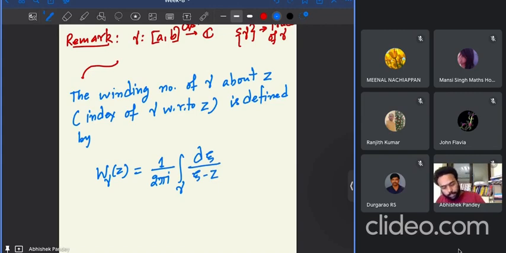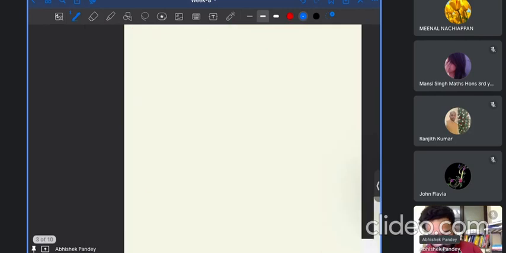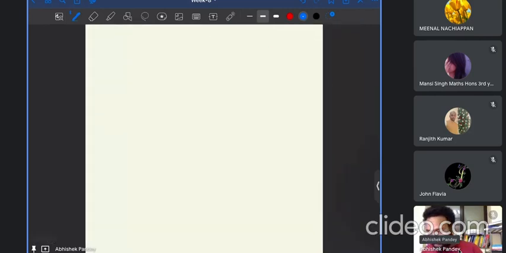Geometrically, the winding number is nothing but how much a curve winds around a point, the number of times a curve winds around a point. So this is about the winding number.